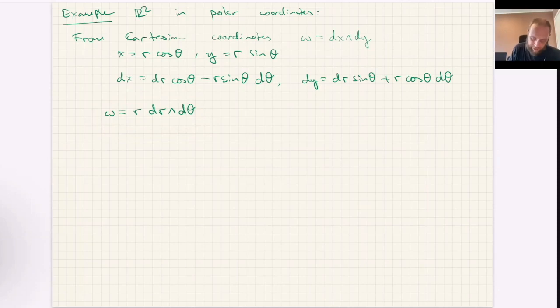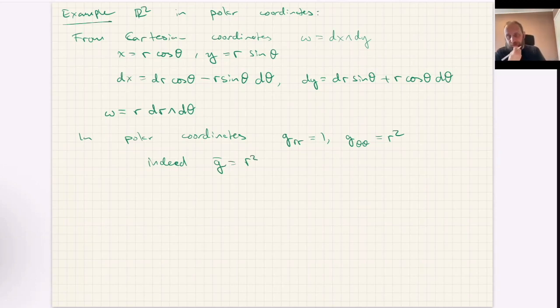And you'll note here that in polar coordinates, you have g_rr equal to 1, and you have g_θθ equal to r squared. So indeed, G bar here is r squared, because that's the determinant. You also have g_rθ equal to 0, right? So indeed, what is in front here is the square root of the metric determinant. So that all works out very nicely.